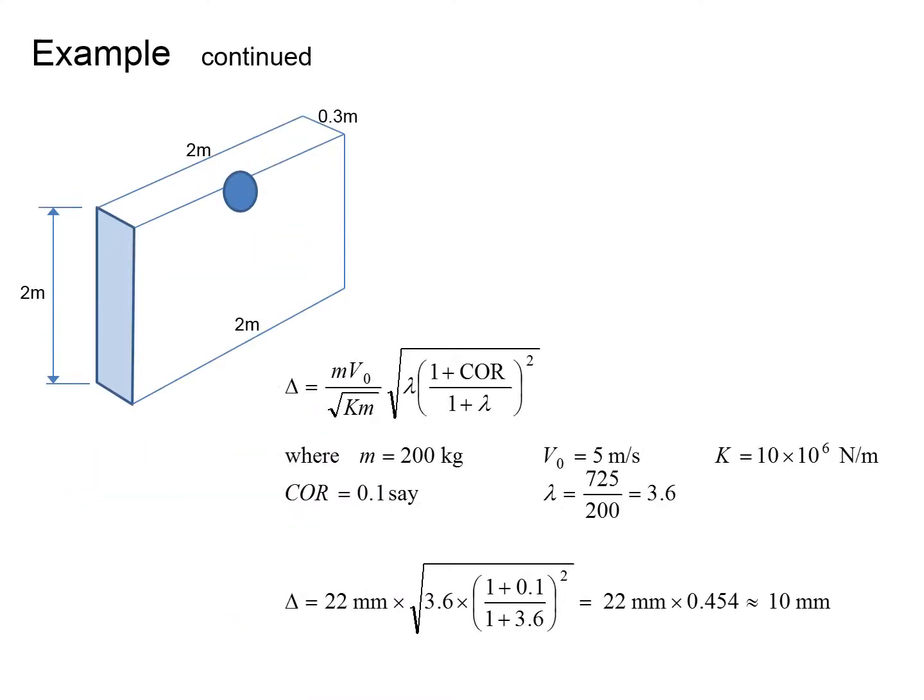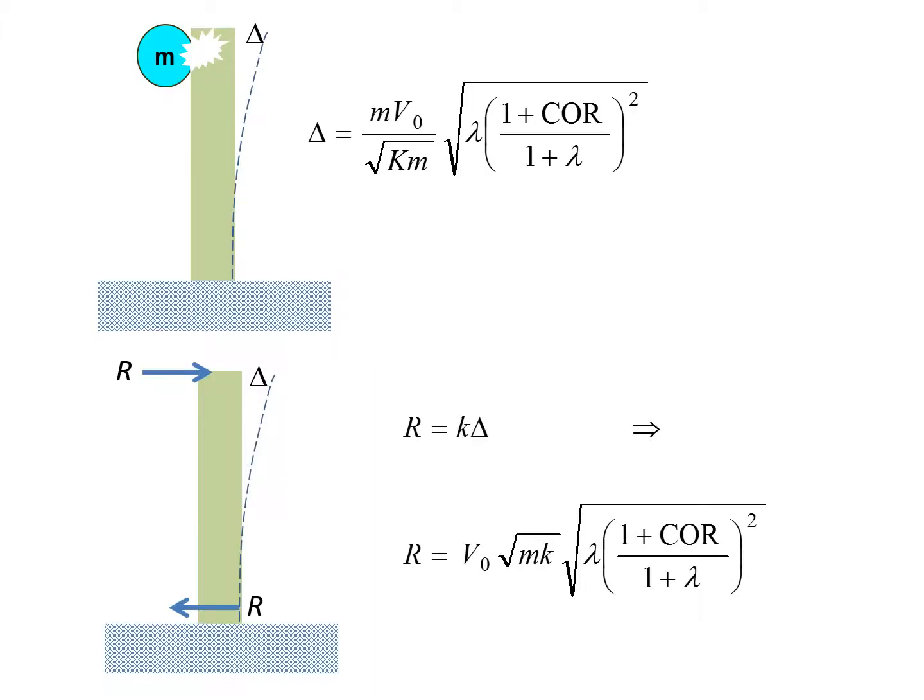Given the value of lambda m and the effective stiffness of the wall, the amount of deflection of the wall generated by the impact of the boulder can be found by the use of the expression shown. R is the equivalent static force. Its value can be found by an expression which is obtained by multiplying the expression for finding delta by stiffness K.